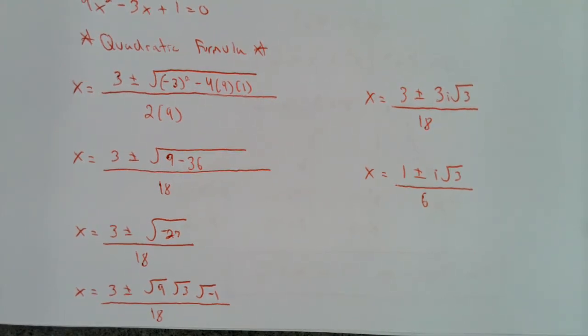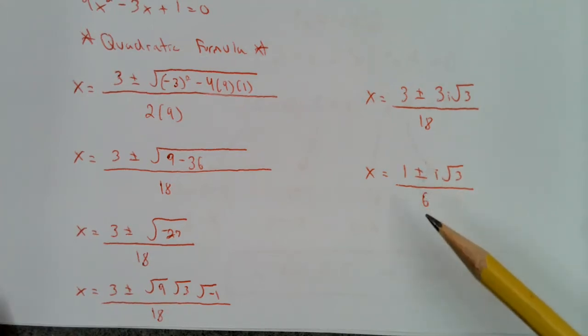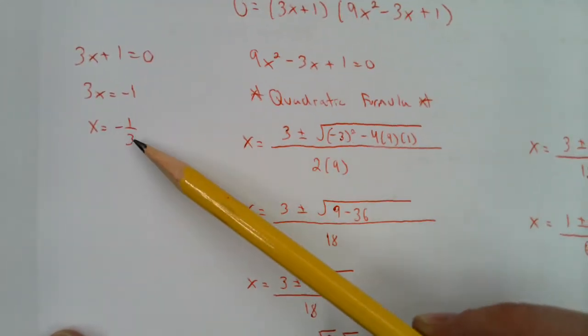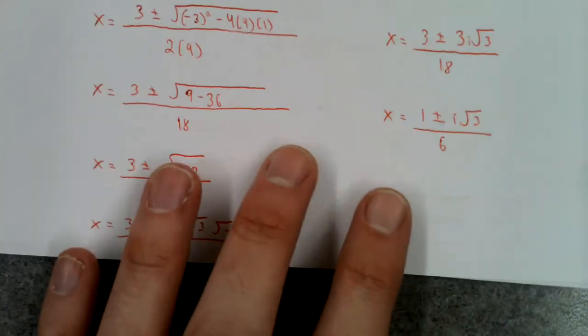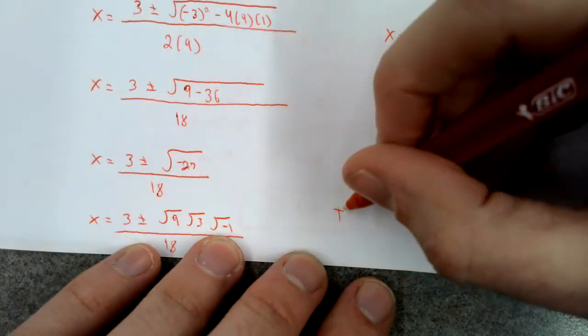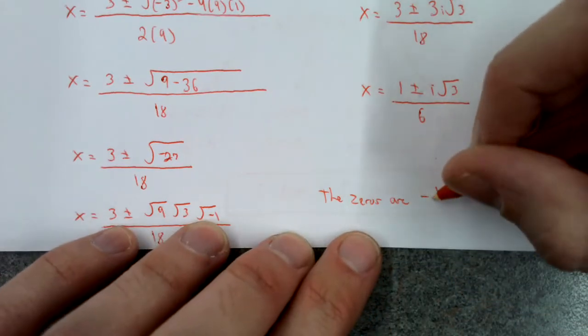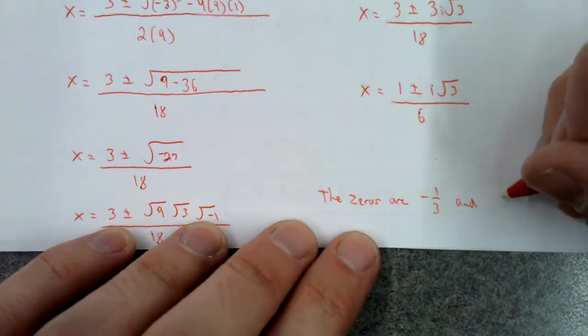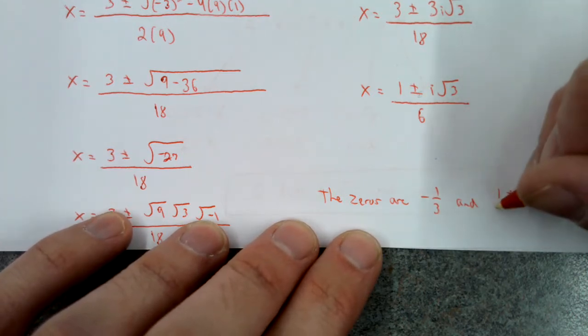And so we have our answer. Okay, we have this answer. It's two answers, one's plus and one's minus. Then we have this answer from earlier, the easy one. And we say the zeros are negative 1/3 and 1 plus or minus i square root of 3 divided by 6.